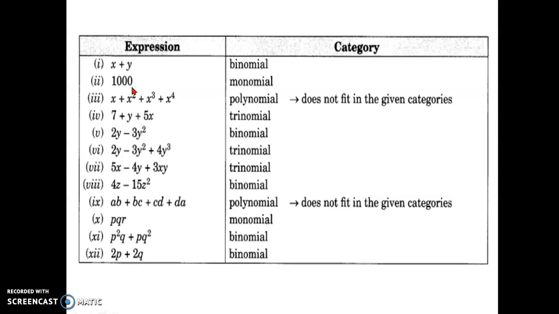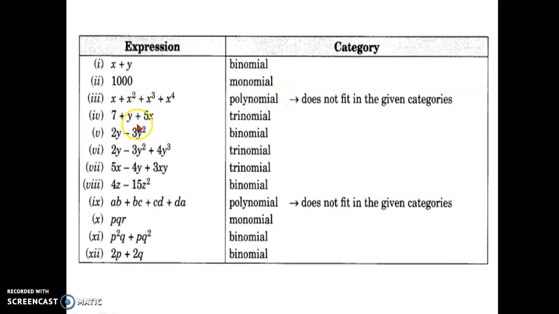Okay, 1000. Alone it is there, so it is only one term. That means it's a monomial. Then x plus x square plus x cube plus x to the power of 4. Here you are having 4 terms. It is not a monomial, binomial or trinomial. So it's just a polynomial. It will not fit in this category.